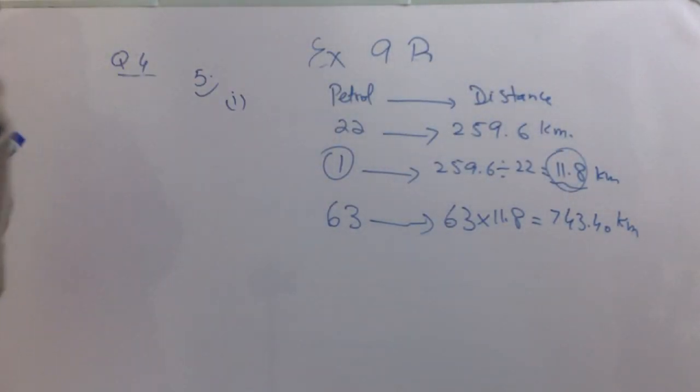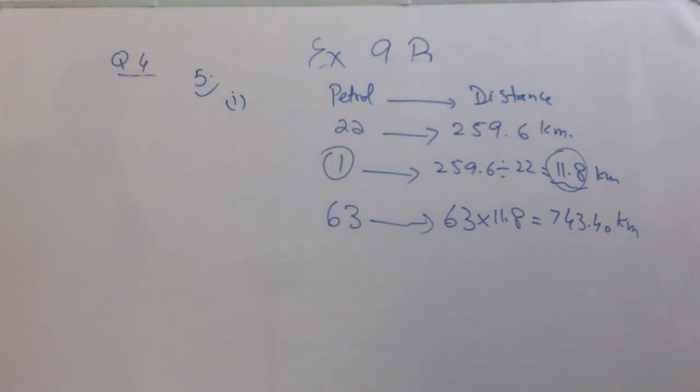I'll recap. Question 1 was that you have 22 liters of petrol in your car, and you travel 259.6 kilometers using 22 liters. You need to find the distance that the car can travel if you have 63 liters of petrol. So we need to find the distance, so distance will be on the right side.